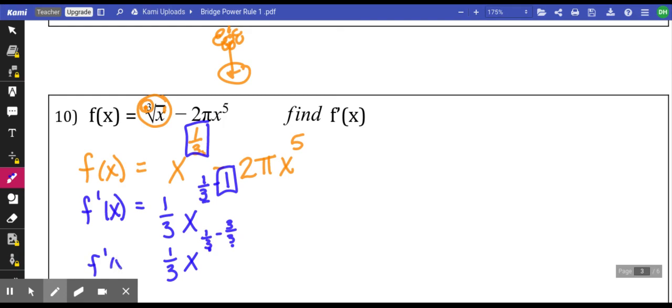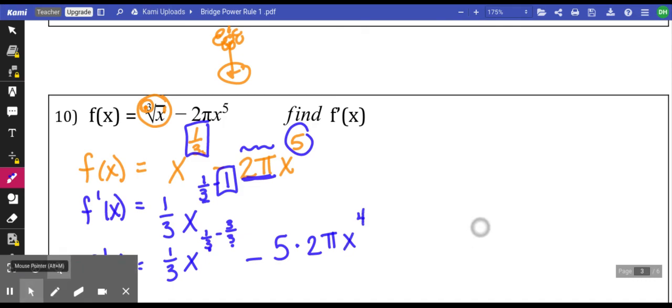I want the denominators to be the same, and 1 is equivalent to 3/3. So I'm going to call this f prime of x equals 1/3 x to the 1/3 minus 3/3 minus, now all of this is a coefficient. They like to throw pi in there to mess with you, but pi is just a number. So these two are considered constants. So I'm still going to take this 5 and bring it down in front, times 2 pi x, I think I can subtract that in my head, minus 1 would get me a 4. And then I'm just going to clean this up.